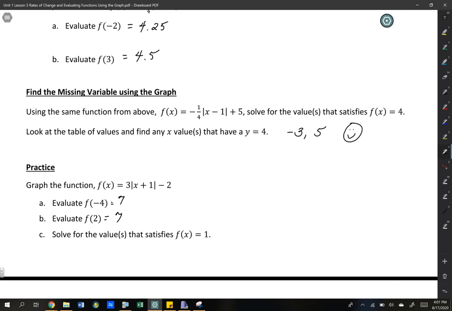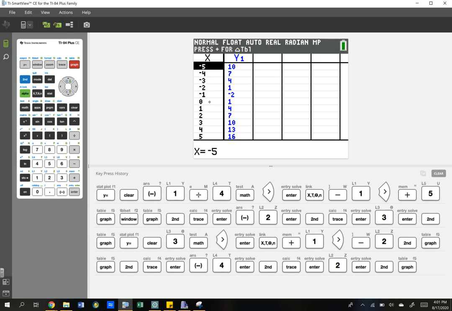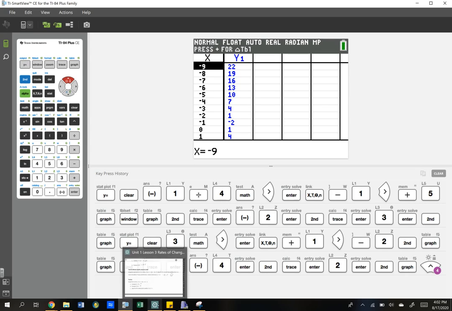Solve for the value or values that satisfy where y is equal to 1. So again, for that, we're going to go to our table of values, and we're going to look and see, where is y 1? So for this one, y is 1 at -2, and y is 1 at 0.